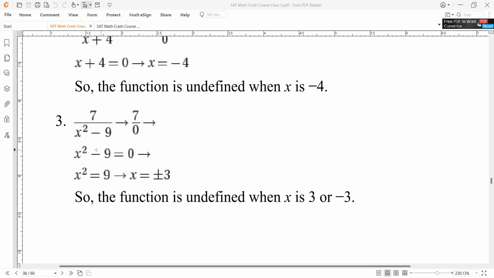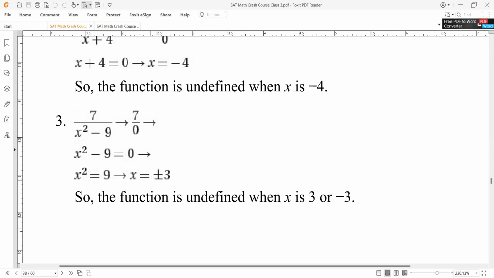So don't try to apply the quadratic formula. Keep the problem simple. x squared equals 9, so x equals plus or minus 3. So the function will become undefined when x equals 3, or excuse me, x equals negative 3. And most importantly, a function can become undefined at multiple points, just like this: positive 3 or negative 3. Can you see that? Yeah.